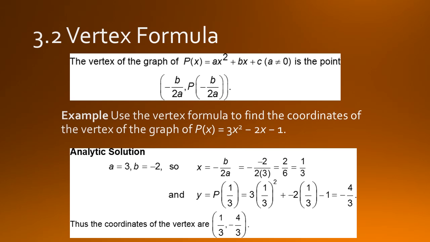1/3. Now, to find the y value, we're going to take the equation and put in 1/3 for all the x's. And that gives us a result of negative 4/3. So the vertex is 1/3, negative 4/3.